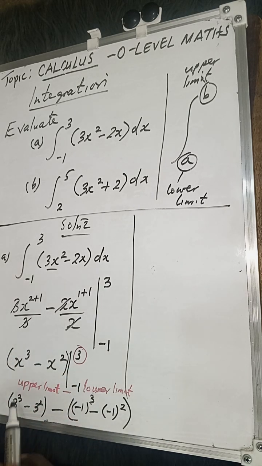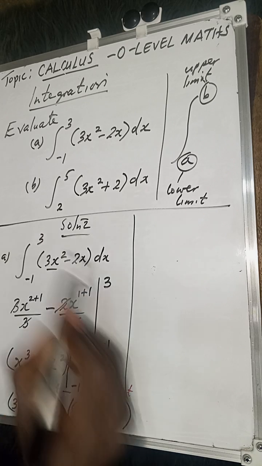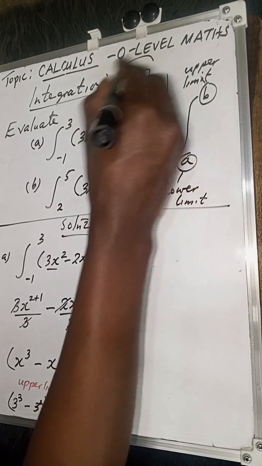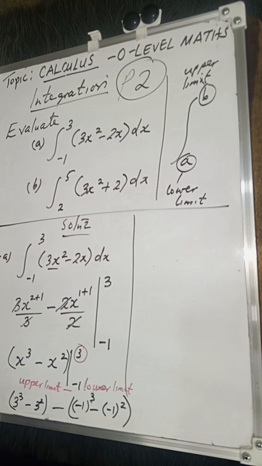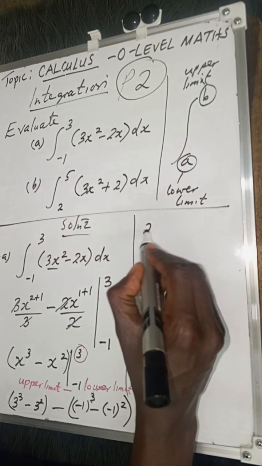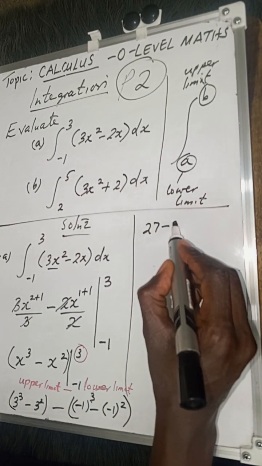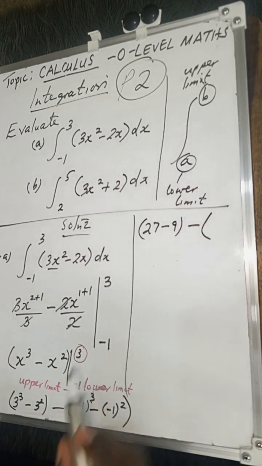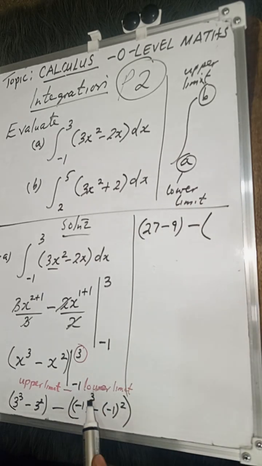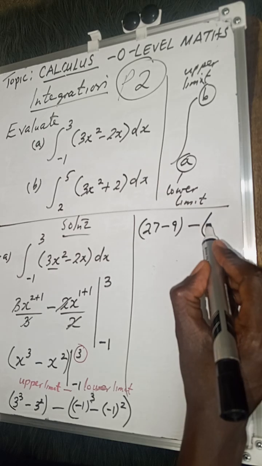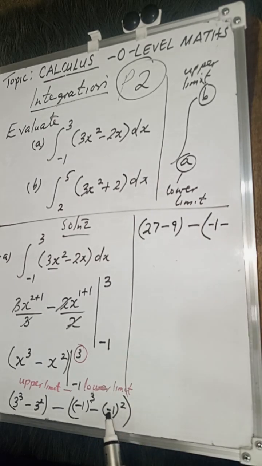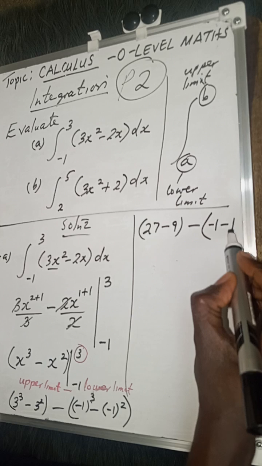So let's try to work out what is 3 raised to the power 3. Remember, you can actually use a calculator because this is paper 2. All these concepts are coming in your mathematics paper 2, and some of the questions are actually compulsory. So 3 raised to the power 3 is simply 27, minus 3 raised to the power 2, that is a 9, minus, we work out now the lower limit, negative 1 raised to the power 3, that will give us still negative 1, minus negative 1 raised to the power 2, that will just give us a 1 there.